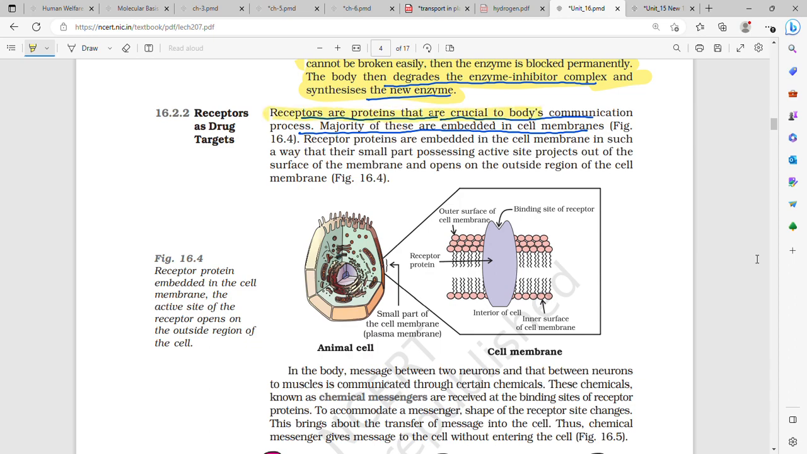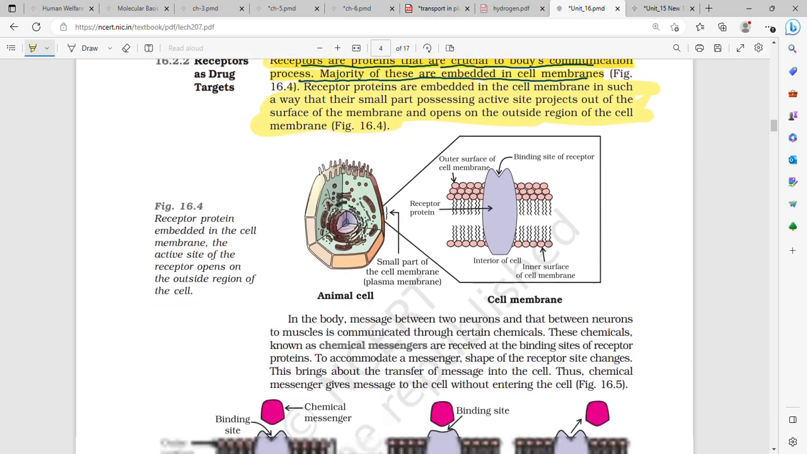Receptors are proteins which are crucial in the body's communication process, and the majority of these are embedded in the cell membrane. So receptor proteins are embedded in the cell membrane in such a way that their small part possessing the active site projects out of the surface of the membrane and opens on the outside region of the cell membrane.